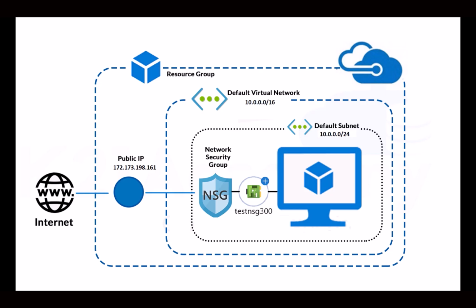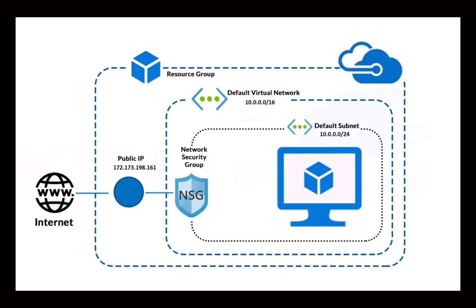It's very important first to understand that Network Security Group has different scope. We will first assign the Network Security Group directly to the virtual network interface of the virtual machine and test it. After that, we will change the scope of the Network Security Group and associate it with the default subnet where this virtual machine is located and test again.